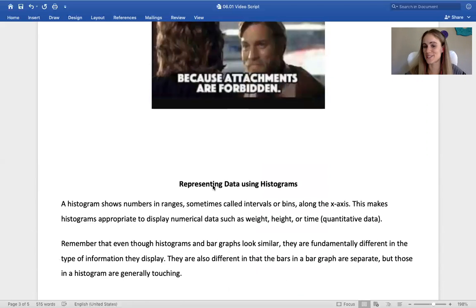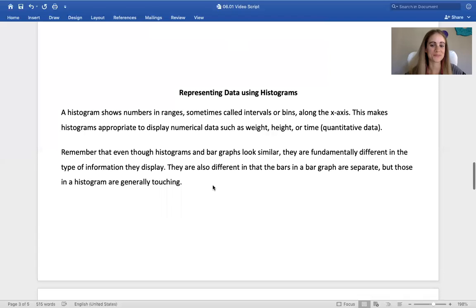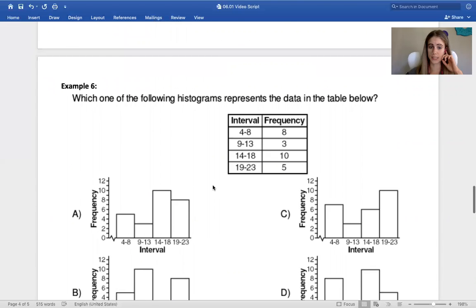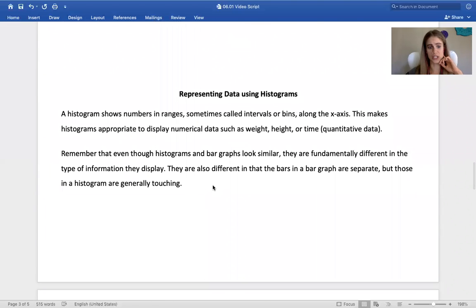All right, let's talk about histograms to finish this off. So another way that we can represent data, instead of a dot plot, is to organize it as a histogram. Now actually I'm going to scroll real quick to show you a picture of a histogram. So this is an example of one, and it's similar to a bar graph, but it is not the same thing. Bar graphs are different than histograms. So let's review what a histogram is.